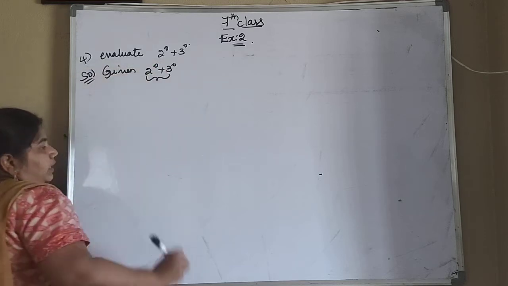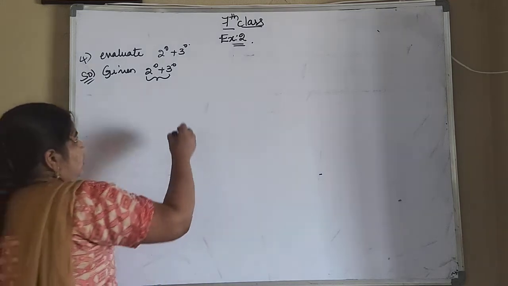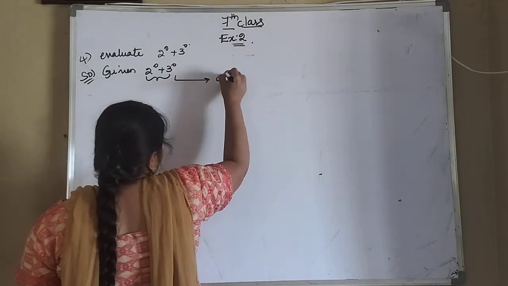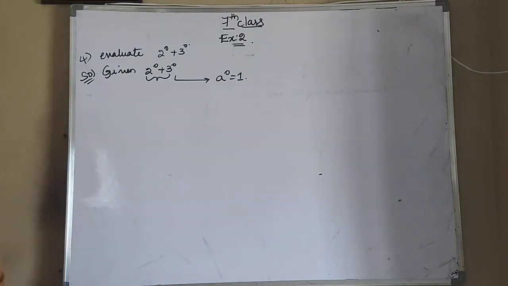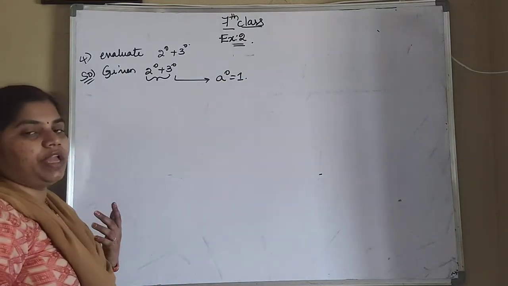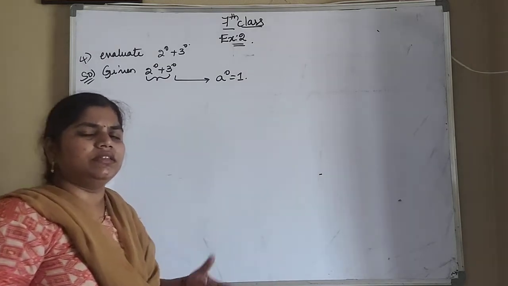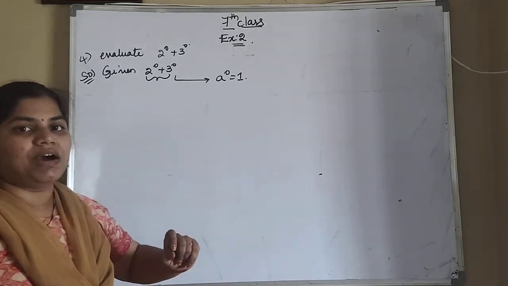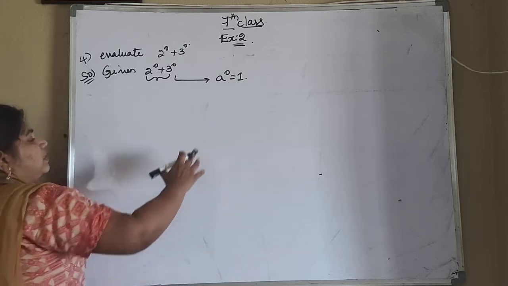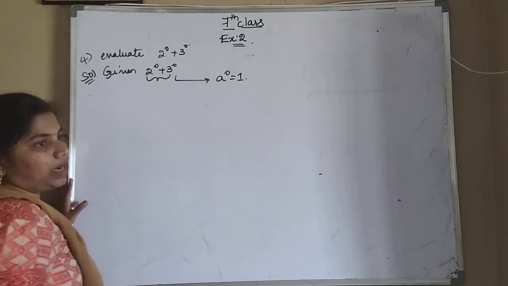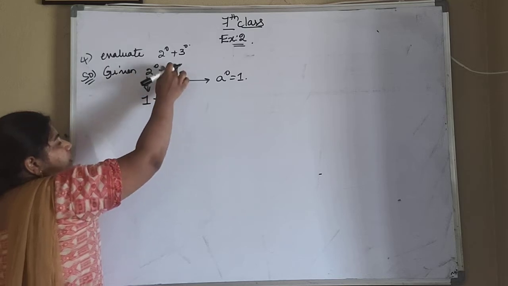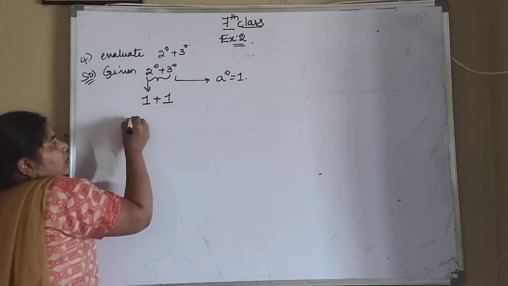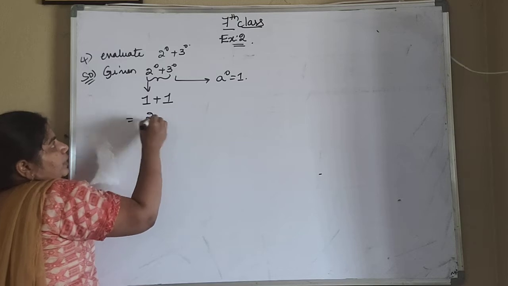So I am applying a power 0: any number to the power of 0 will always be equal to 1. So it can be 2 power 0, it can be 100 power 0, it can be 1000 power 0, or any other number which is having power as 0, the result will always be equal to 1. So here 2 power 0 will be equal to 1 and also 3 power 0 will be equal to 1. So 1 plus 1 is what? 2 is the answer.